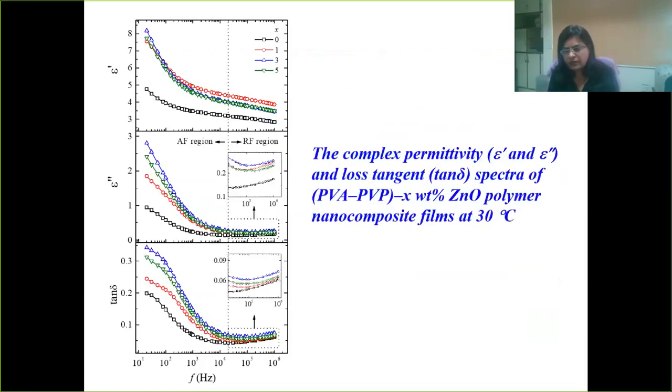Here I am showing some graphs of my work which have been published in various journals. I am taking the example of PVA-PVP blended with a nanofiller. In this I have plotted sigma prime, sigma double prime and tan delta versus frequency. This graph shows the variation of permittivity values with frequency, and we can also see a variation with the nanofiller concentration. I have doped different concentrations of nanofiller in the polymer matrix, so this shows the variation in the properties.